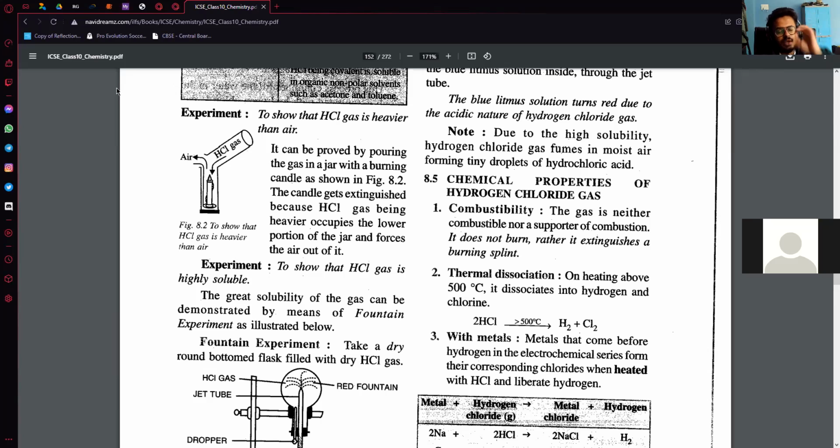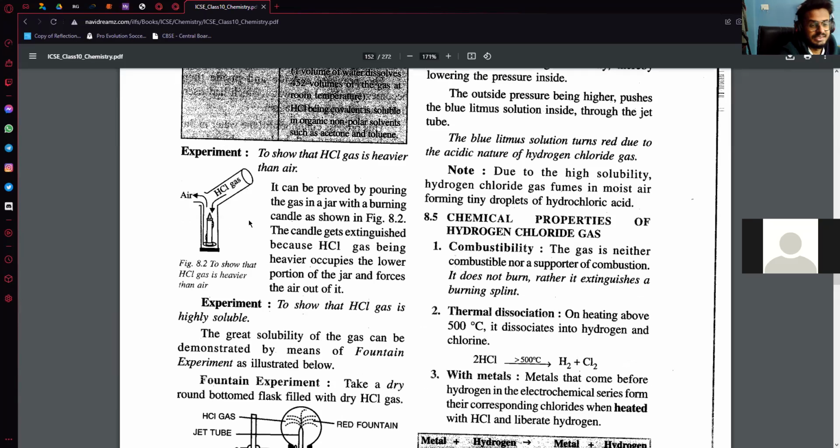And since HCl is not a supporter of combustion, the flame will go off, right? The candle will go off. This is a very simple application, a simple way to understand the concept, and a simple way to understand that HCl is heavier than air.